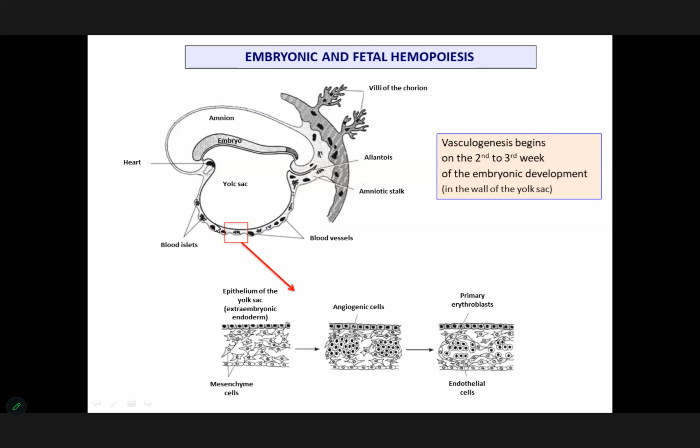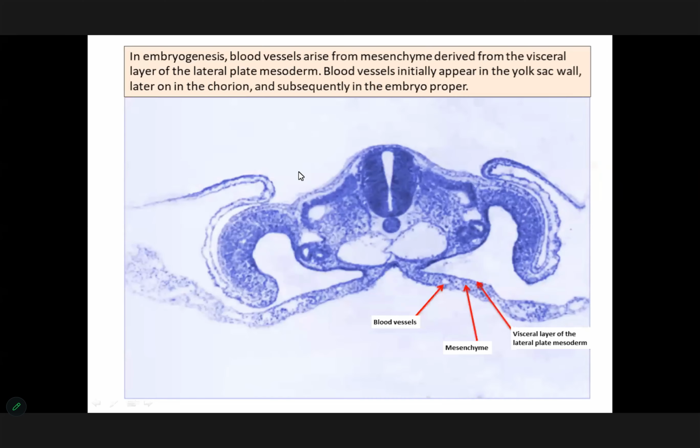And here in the wall of the yolk sac, in the mesenchyme, you can see the blood islets, in which the mesenchyme cells turn into either primary erythroblasts or blood cells, or into endothelial cells. Endothelial cells are the cells of blood vessels. So the first blood vessels are formed outside the embryo, in the yolk sac, then in the chorion, and only after that in the embryo body itself.